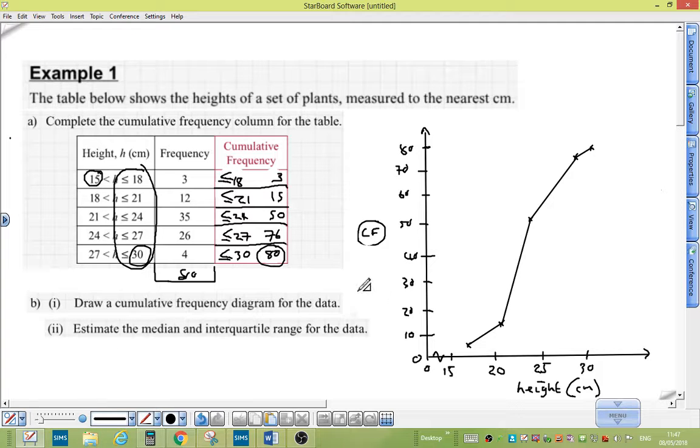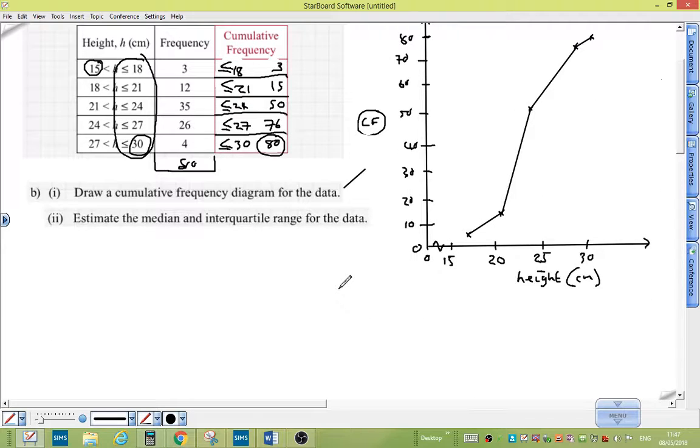The next question is, so we've done the first bit there. The next thing is estimate the median and the interquartile range. Well, the median is found at the halfway along the data if it's in order of size.